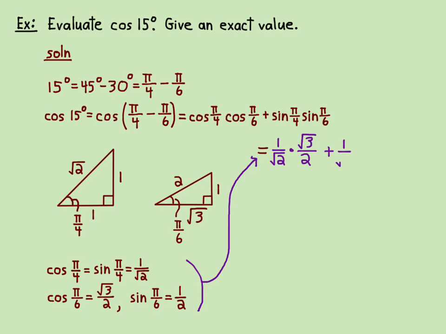And you get 1 over square root of 2 times square root of 3 over 2, plus 1 over square root of 2 times 1/2. And notice the denominators match, which is kind of nice. So 1 plus square root of 3 over 2 root 2. Now you could rationalize the denominator if you want, but it actually makes it somewhat more complicated, so I just left it this way: 1 plus square root of 3 over 2 square root of 2. So that's the exact value of cosine of 15 degrees.